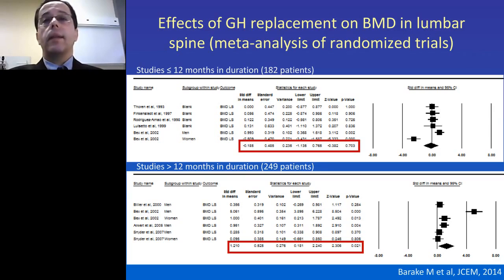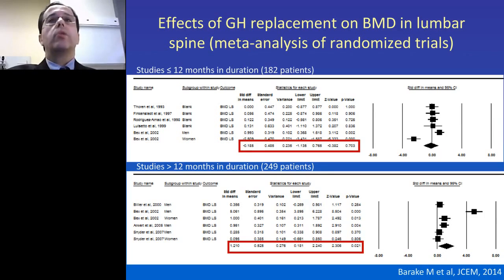However, studies exceeding this duration, typically 18 to 24 months, show an increase of bone density in response to growth hormone replacement. As you can see, the p-value is 0.021, which is statistically significant, and the diamond, which is the summary effect, clearly shows an increase in bone density after growth hormone replacement.